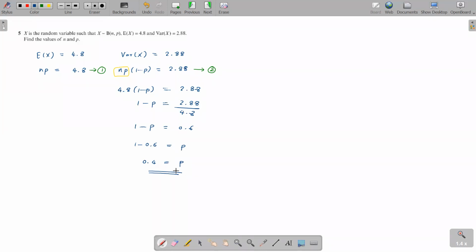So they're asking us to get the p value and the n value. So let's get the n value. np equals 4.8, p is 0.4, so n times 0.4 equals 4.8. n equals 4.8 divided by 0.4. So 4.8 divided by 0.4, and the answer is 12. The answer is 12.